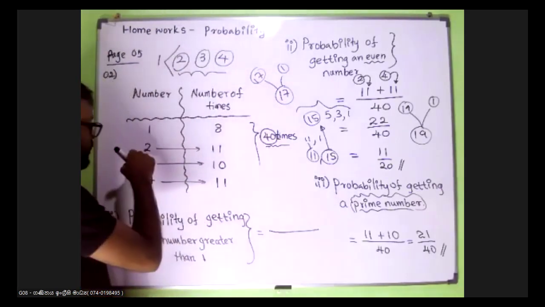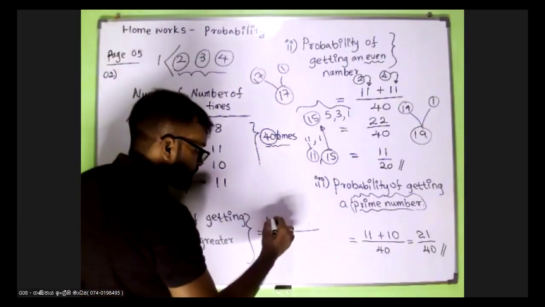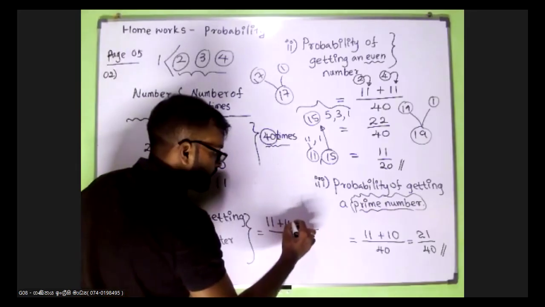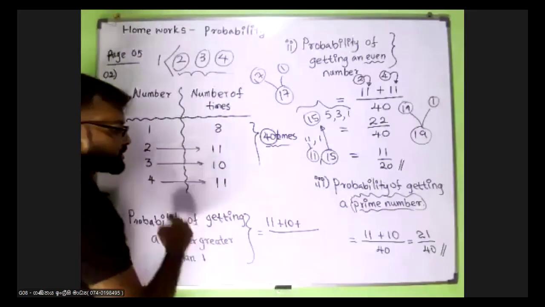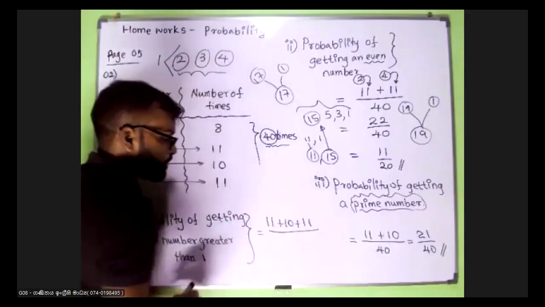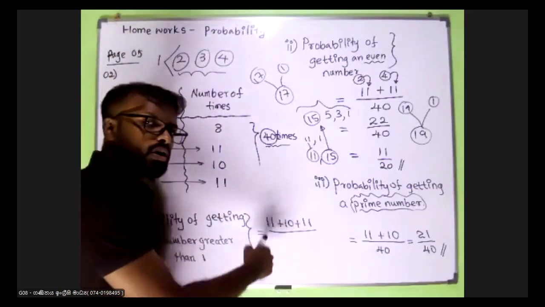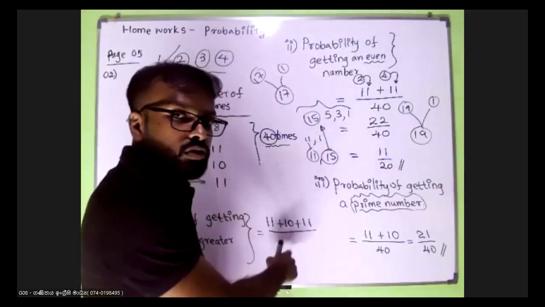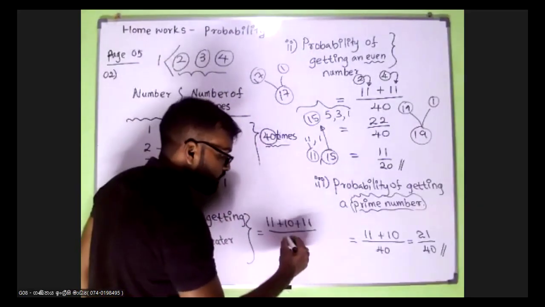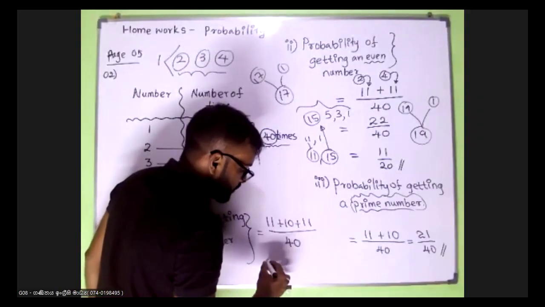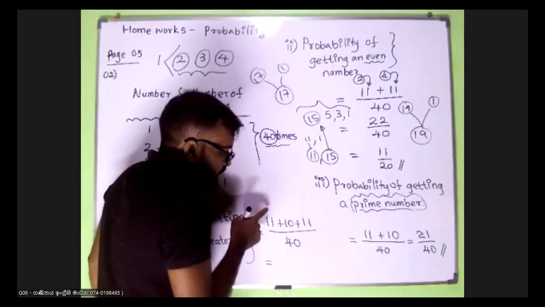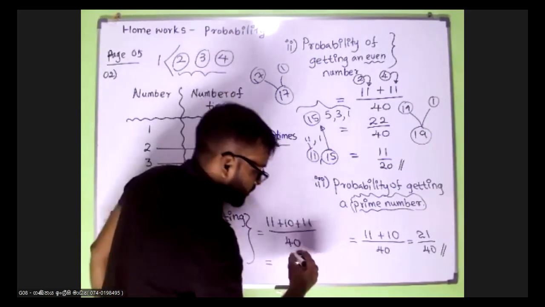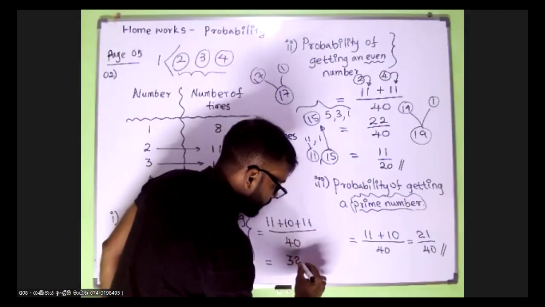Number 2 occurs 11 times. Number 3 occurs 10 times. And number 4 occurs 11 times. And how many total times did we toss the tetrahedral die? It comes to the denominator, 40 times. Altogether 40 times. Equal mark. 11 plus 11, 22, 22 plus 10, 32, right? So 32 divided by 40.